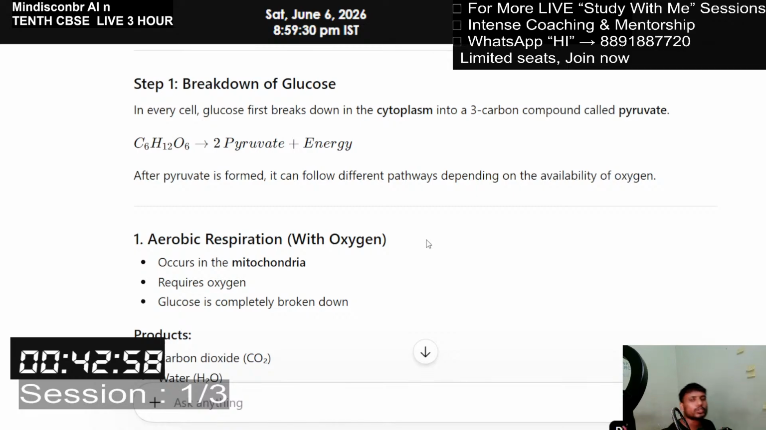Where is this glucose located? The glucose is located in the cell. So first the glucose breaks down in the cytoplasm of the cell to a 3-carbon compound called pyruvate. From one molecule of glucose, 2 molecules of pyruvate are released, and together with the pyruvate, energy is also released. After pyruvate is formed, it can follow different pathways depending on the availability of oxygen.